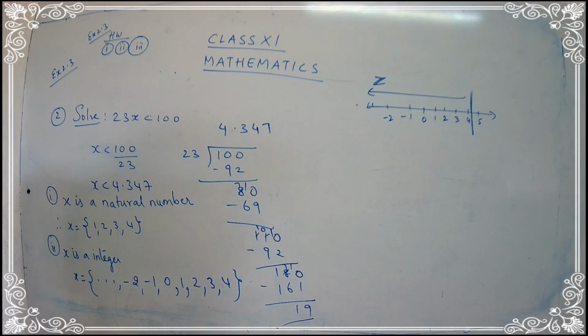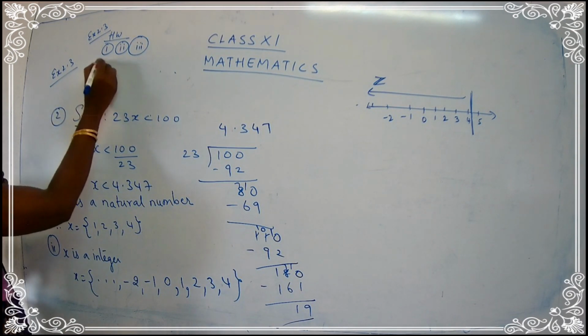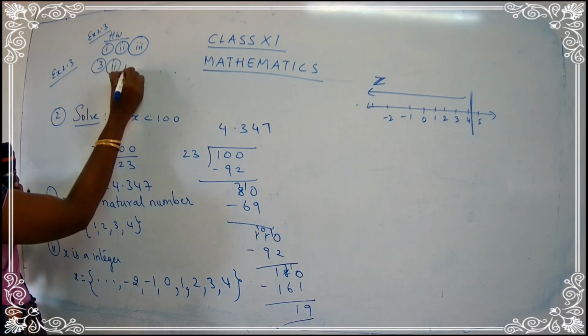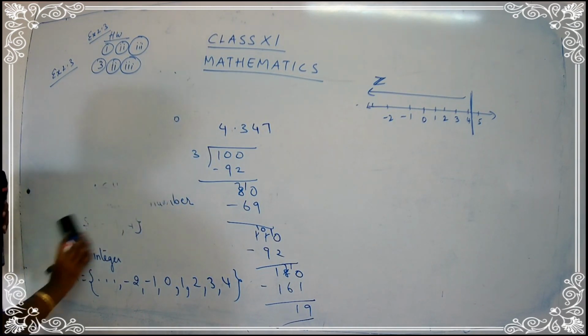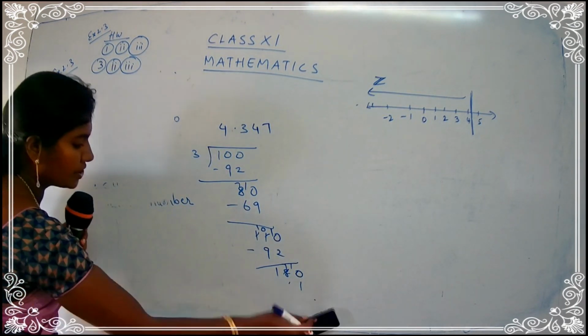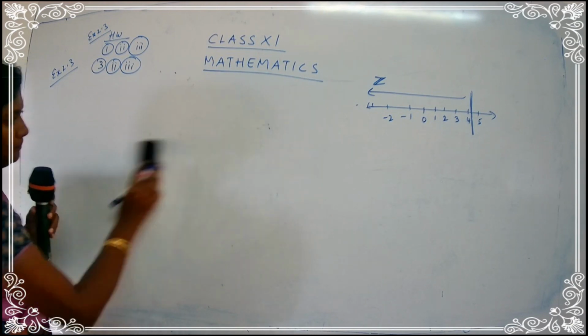Here one thing is extra. Solve minus 2x greater than or equal to 9 when first one x is a real number, second one x is an integer, and third one x is a natural number. So from question number 3, you are going to do the second subpart and the third subpart. I'll be doing the first subpart for classwork and you're going to complete the second subpart and the third subpart.